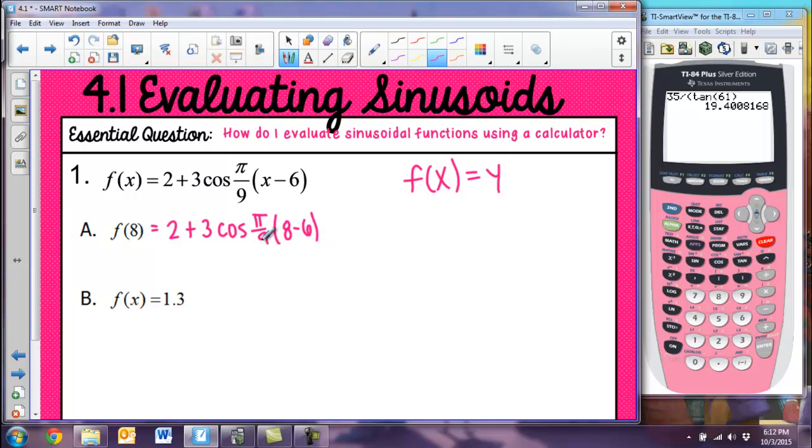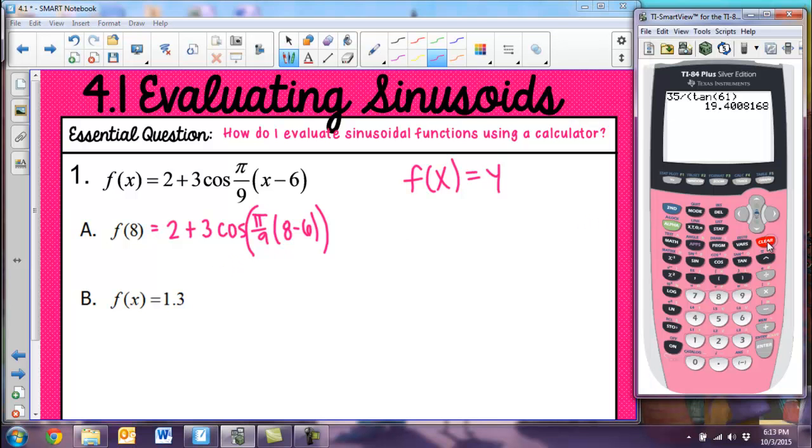8 minus 6 is just 2. Now, even so, we can't take the cosine of 2 pi over 9, because remember, we're finding the cosine of that entire argument, and we only know the special values on the unit circle. So we're going to have to use our calculator at this point.